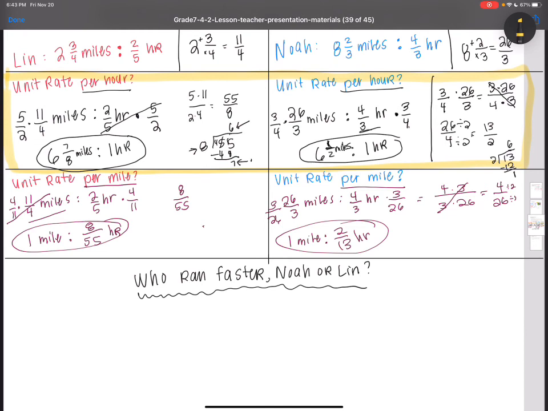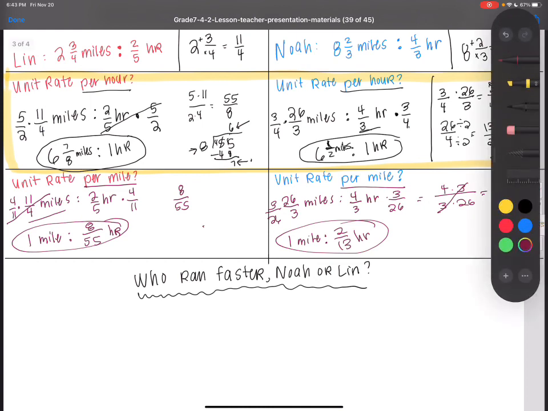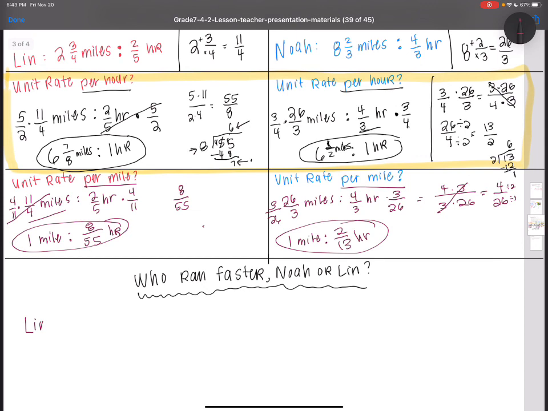They both have 1 hour. And now I'm just looking to see who ran the furthest in the same amount of time. So which one is more, a half or 7/8? A half or 7/8? Okay? If you guess 6 7/8 miles, you are absolutely correct. So it's Lynn. Lynn is running the fastest. Lynn is running, or ran. I'm going to put running. Lynn is running faster.